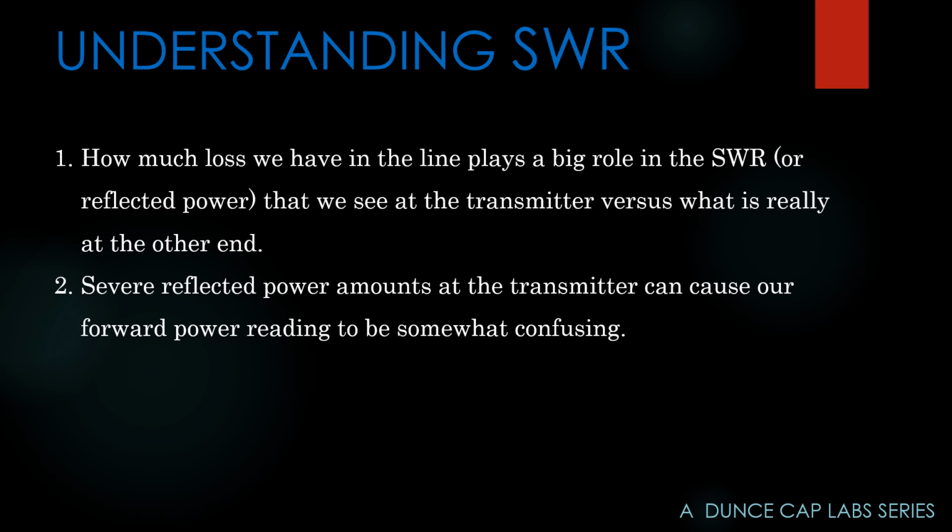So, how much loss we have in the line plays a big role in the SWR, or reflected power. That is, in the reflected power, or SWR, that we see at the transmitter. Up at the antenna, we see the truth all the time. It's at the transmitter that the additional loss paints a gray picture for us. And severe reflected power amounts at the transmitter can cause our forward power reading to be somewhat confusing.